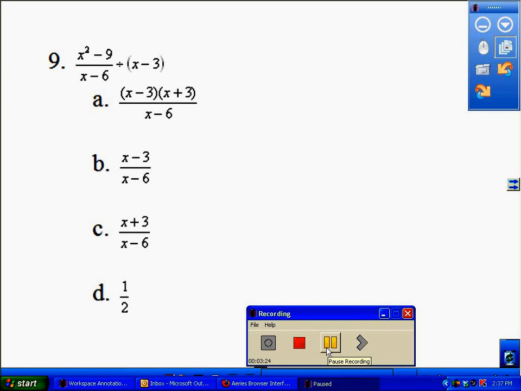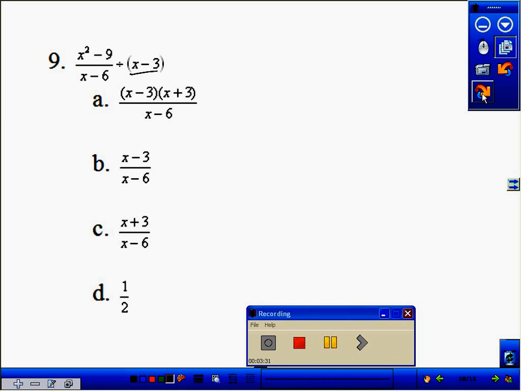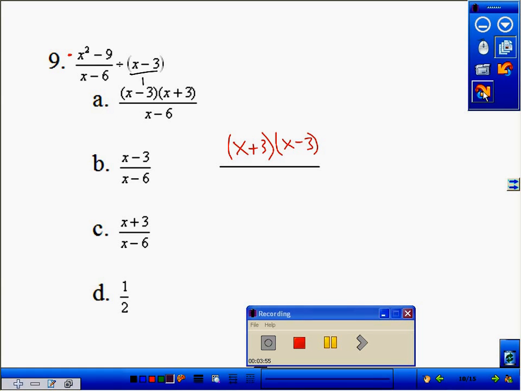For number 9, we have x squared minus 9 over x minus 6 divided by x minus 3. First thing we need to do is turn x minus 3 into a fraction. And when you divide by a fraction, we have to do keep, change, flip. So we keep x squared minus 9 over x minus 6 the same, and then we change to multiplication and we flip the last piece. X squared minus 9 is a difference of squares, so it's x plus 3 times x minus 3 over x minus 6.